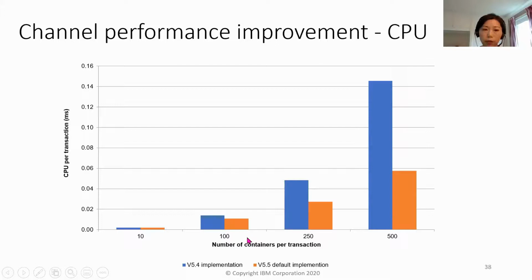this improvement on the channel. Over 50% improvement is observed if your application uses 500 containers in the setup regarding the CPU.